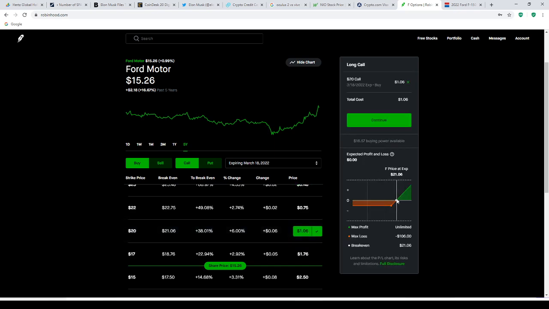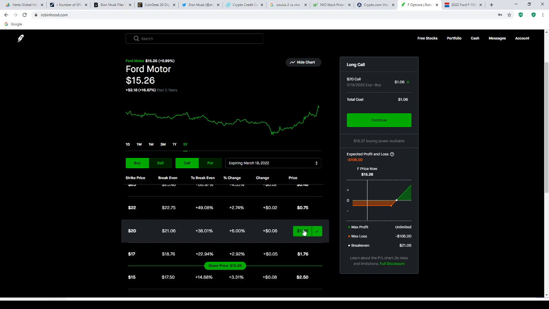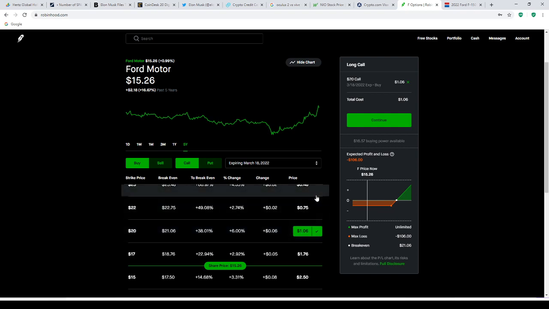Once again, break out the graph here. It's got, let's see, 2106 is what it's saying. At $20, $1.06. Yep, that's right. So it's got to be at 21.06 by March 2022 or before. Remember, you can execute or sell prior if that's what you prefer to do.